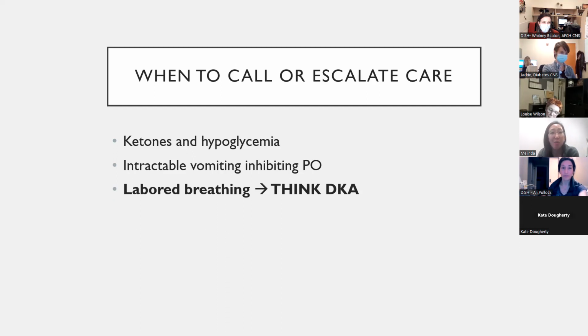And lastly, when things are going in the opposite direction, when do you worry and when do you call or escalate care? There are really tricky situations where it would be particularly appropriate to have extra eyes and extra ears and extra brains to discuss and think about. If you have a kid with ketones and hypoglycemia, those can be particularly difficult to handle, especially if their appetite is low, if they have nausea. A lot of the time it's a game time decision. Do we send them in? Can they take sips? How long do we watch? And so that just takes some discussion.